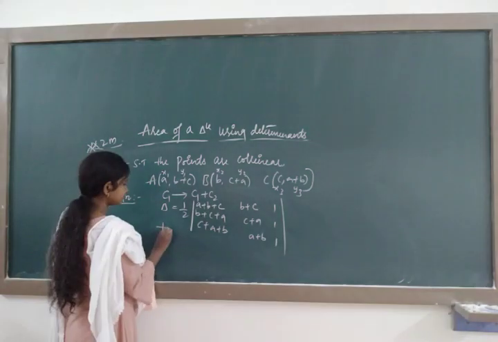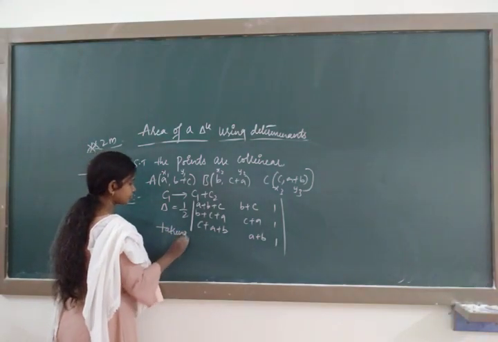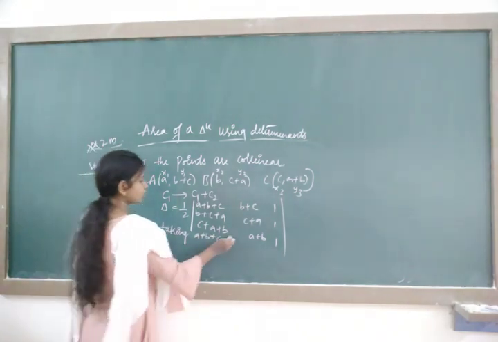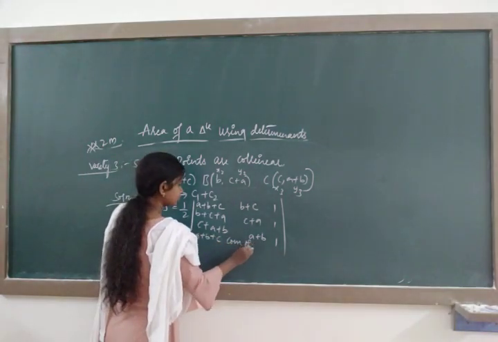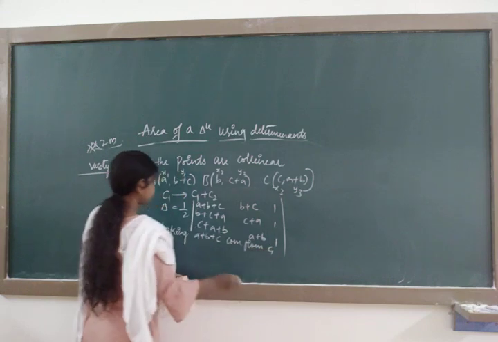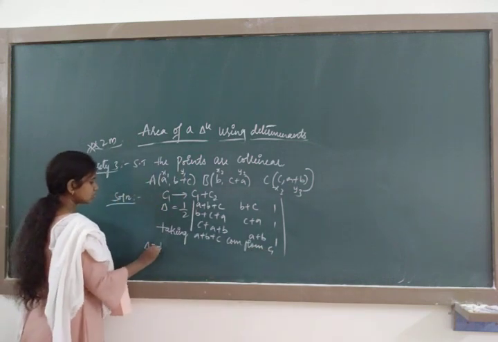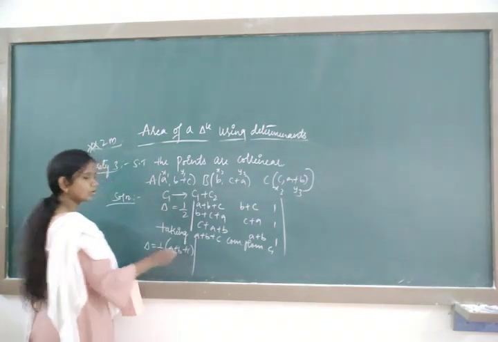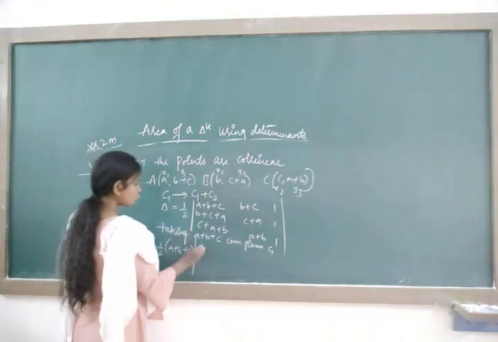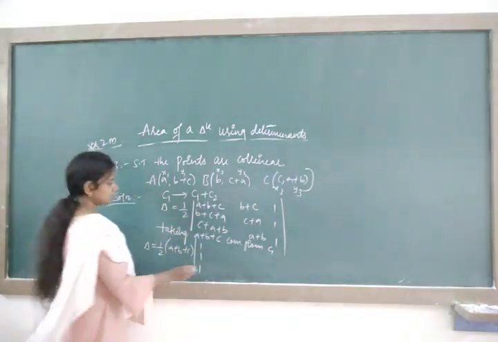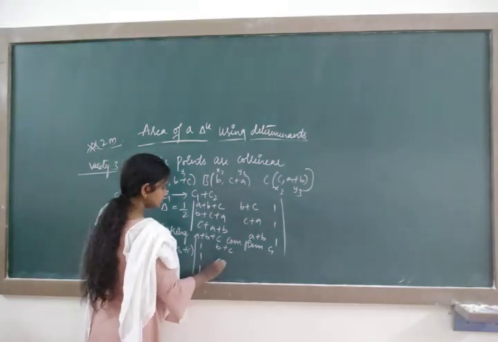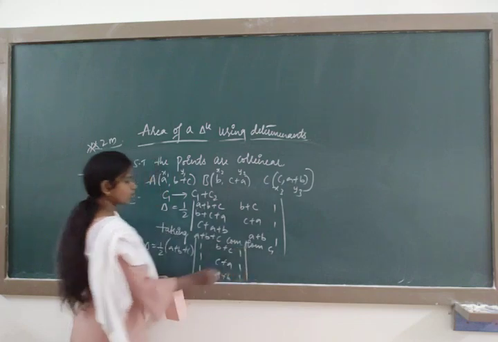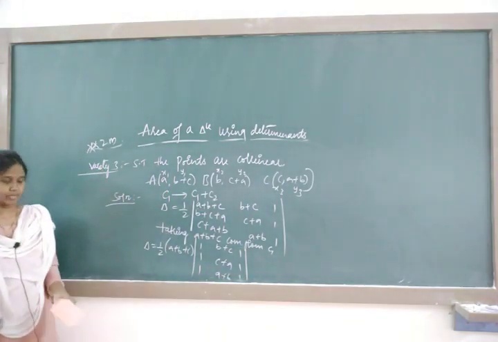Taking A plus B plus C common from C1, delta is equal to half. Whatever the common factor you have taken, write it right outside of the determinant. Now this column will remain with 1, 1, 1. Second column as it is. Now third column will be 1, 1, 1.